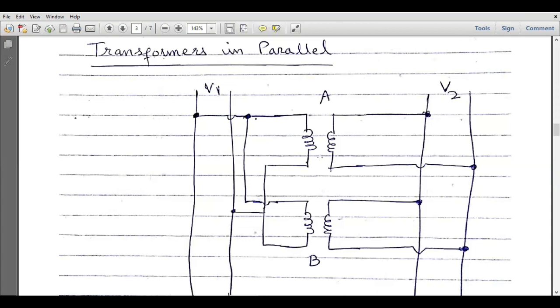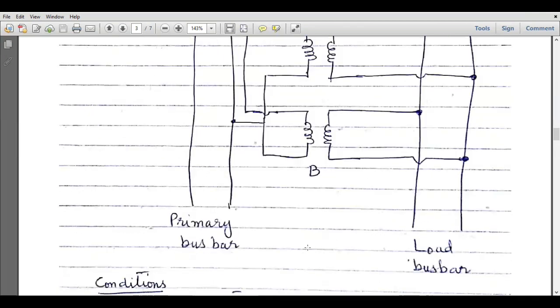The two transformers can be connected in parallel by connecting the corresponding terminals with each other. In this diagram, this is the first transformer A, this is the second transformer B, this is the primary winding, and this is the primary winding of the second transformer. Similarly, these are the two secondary windings. The upper terminal of the primary winding of the first transformer will be connected to the upper terminal of the primary winding of the second transformer, and vice versa. So we have defined two bus bars. This is the primary bus bar, this is the load bus bar.